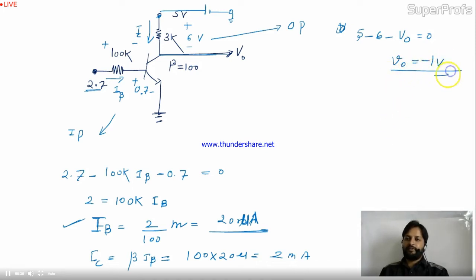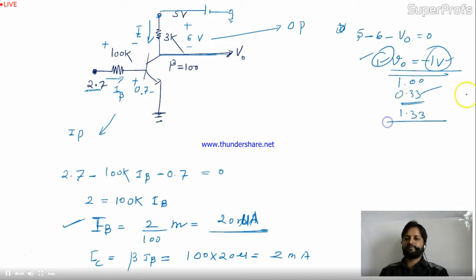In the 4 options, this answer will be available there. Suppose you are having 4 options, and at position 1 you are having V0 equal to minus 1 volt. Immediately you will mark it. At the same time you will lose your 0.33 marks, and it is a 1 mark question itself, so in total you are losing 1.33 marks. This is absolutely incorrect. It is not correct.